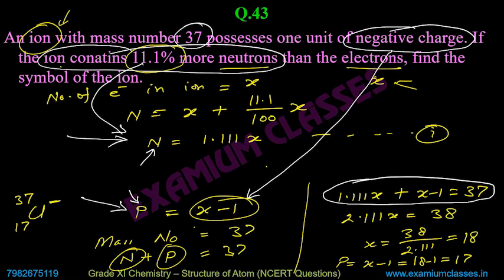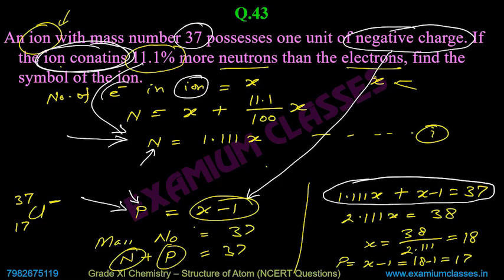Sir, in this the neutrons are 11.1% more. Isn't it for the reduced number of protons, like x minus 1, or is it upon the initial number that are present in the ions? In the ion. It is written, ion contains. So that's why I have assumed electrons in ions, because I have to compare the electrons in ions. Yes, sir.